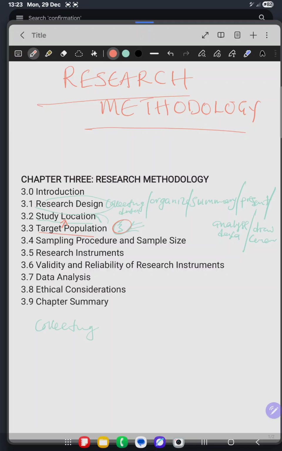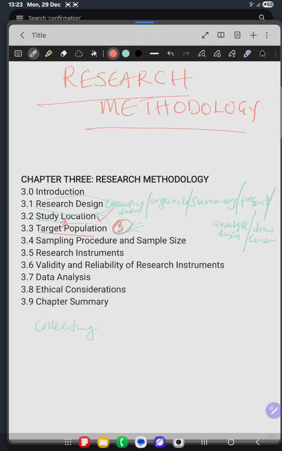I hope that's okay. So we are saying the target population is what we choose to represent the whole district, while the whole district is the study population. That is the best way you can understand it. So Chongwe district represents the study population. Then the 3 schools that we've chosen from Chongwe district are what we are calling the target population, which is where you are actually basing your study.